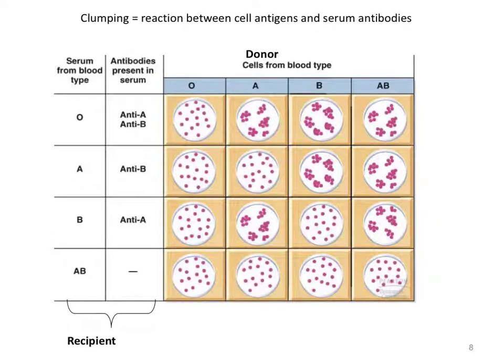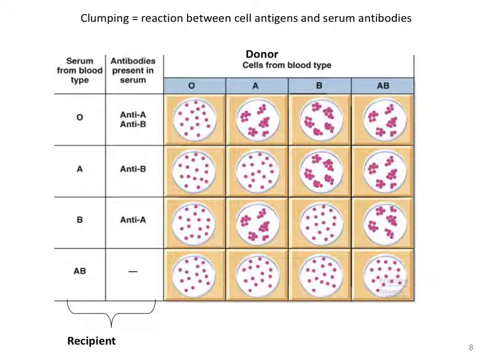This figure shows the result you would expect if you actually did an experiment. You could do that by mixing two blood types on a microscope slide and just looking with the microscope to see what would happen. But it shows what would happen if you did that experiment and you gave donor blood to recipients of different blood types.